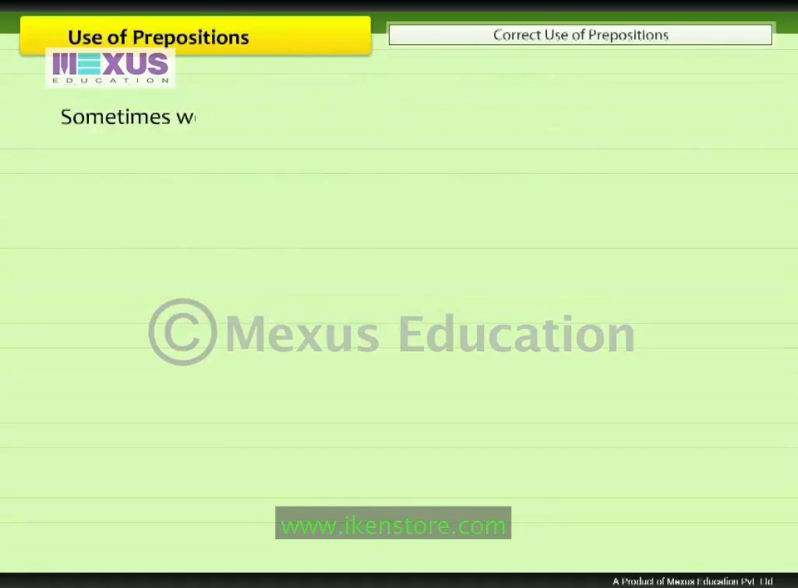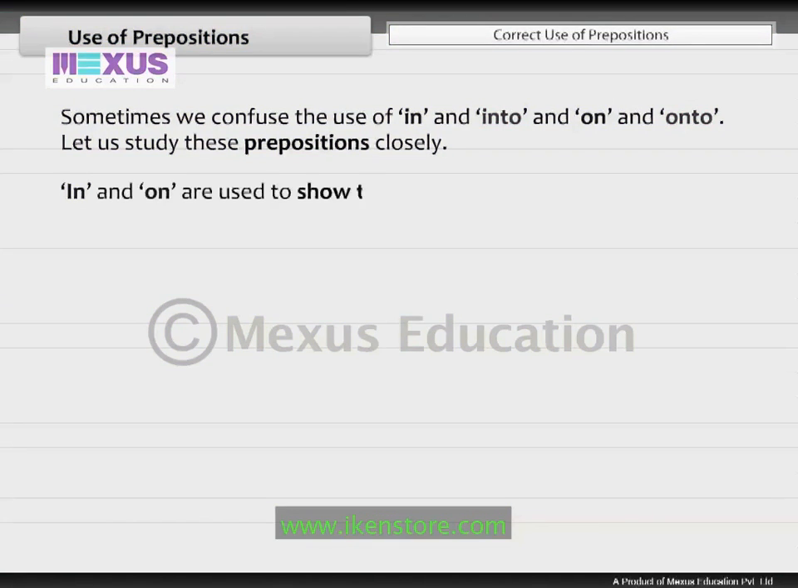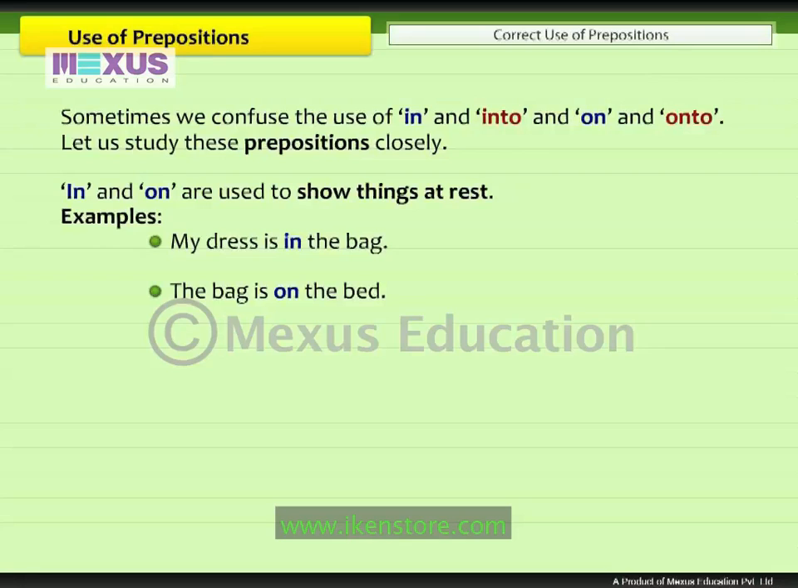Sometimes we confuse the use of in and into and on and onto. Let us study these prepositions closely. In and on are used to show things at rest. For example, my dress is in the bag. The bag is on the bed.